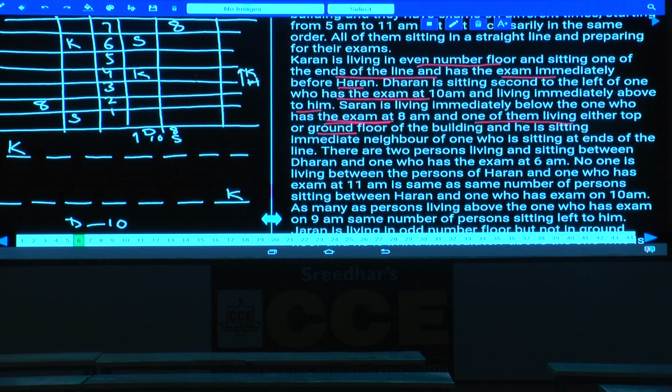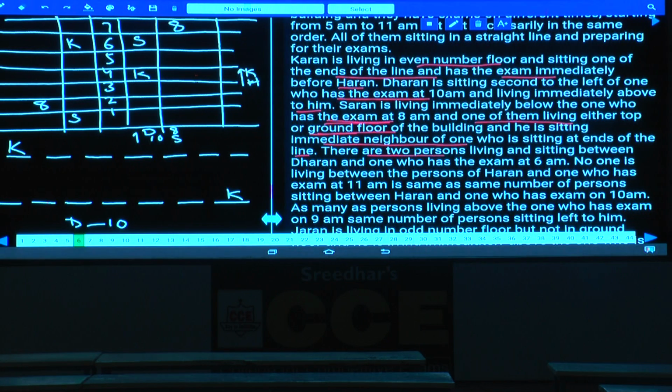And one of them living either on the top or the ground floor is seated as an immediate neighbor of the one who is seated at the end. That person is an immediate neighbor of whom? The immediate neighbor of the one who is seated at an extreme end.